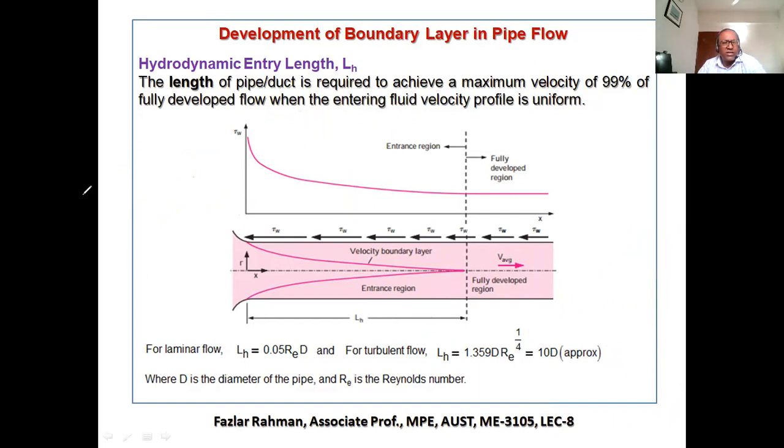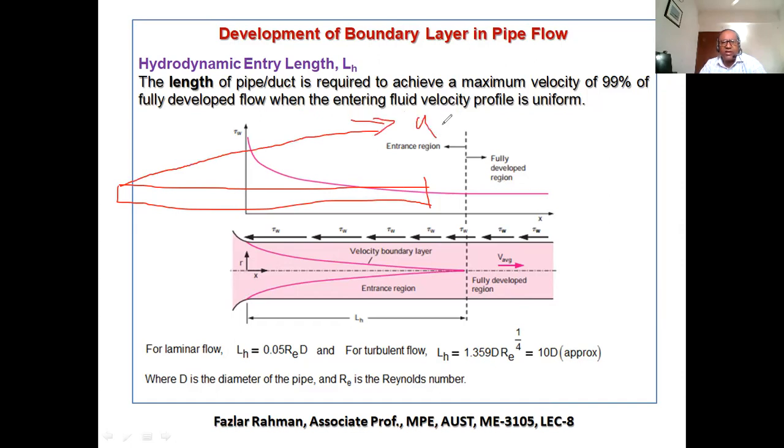So just remember, if there is a flat plate, the velocity profile will be like this one. Right over here, the velocity will be 99% of the free stream velocity. If the fluid is coming with velocity u, then this thickness is called the boundary layer thickness. Okay, that will be enough.